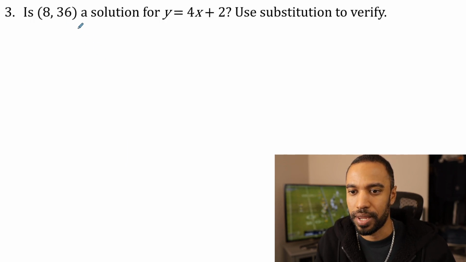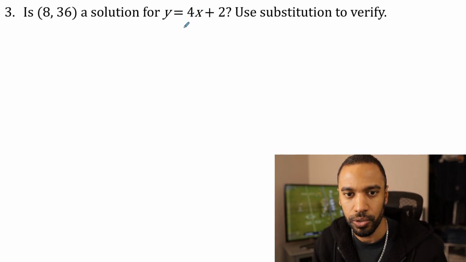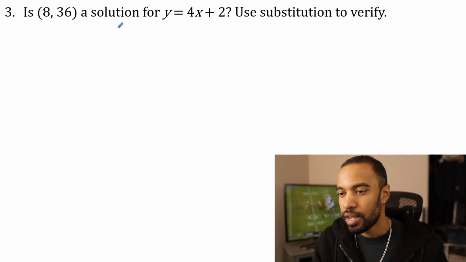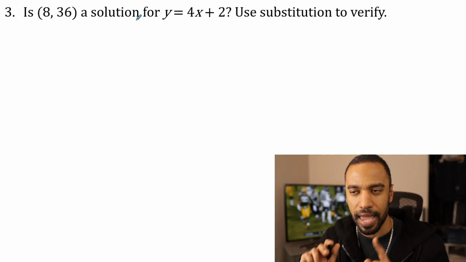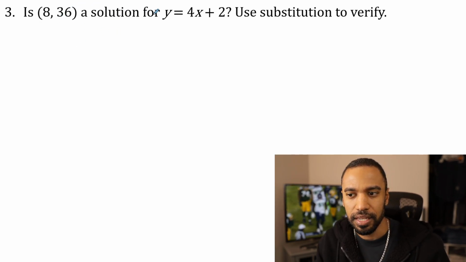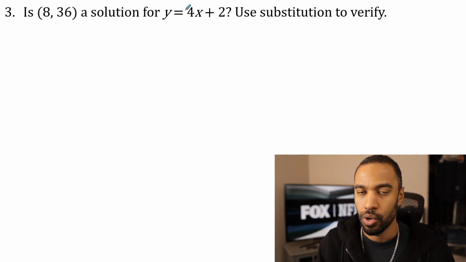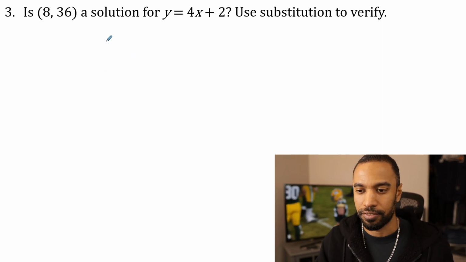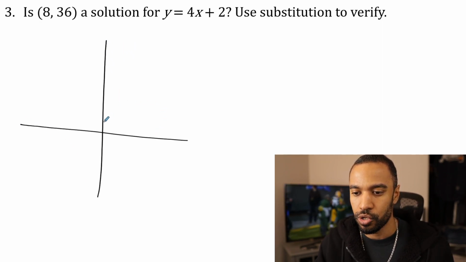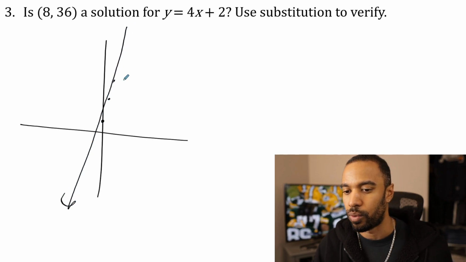Okay, moving on. Number 3, I have a point, and I want to know if it's a solution for the line y equals 4x plus 2. Use substitution to verify. Now, two things to this because I want to make sure you know both. When it asks if something is a solution for an equation, what we're also asking is, if I plotted this point, would it fall on the line that this graph makes? I'm not going to graph it in detail, but let's say you have y equals 4x plus 2. That means I start at 0, 2, and I rise 4, run 1, rise 4, run 1, and I get this big line.